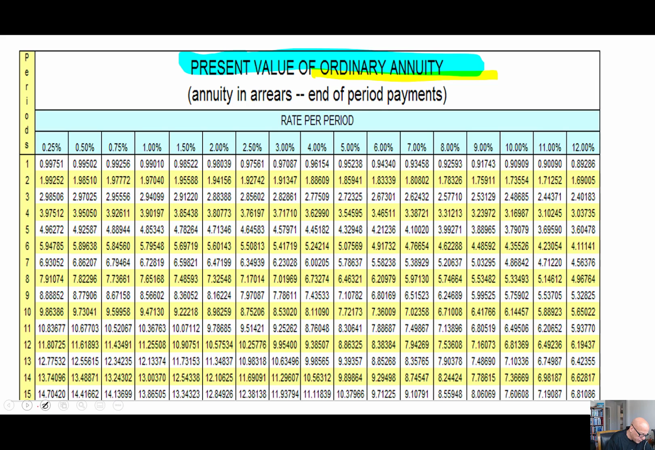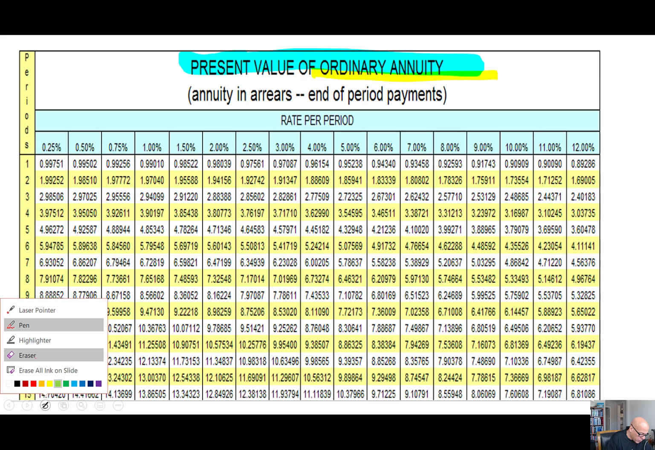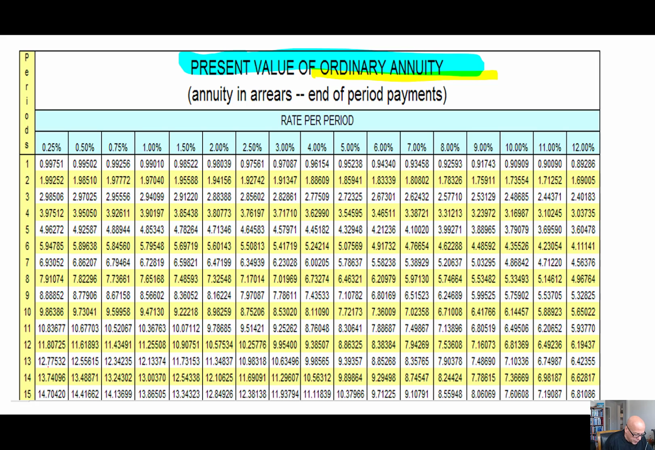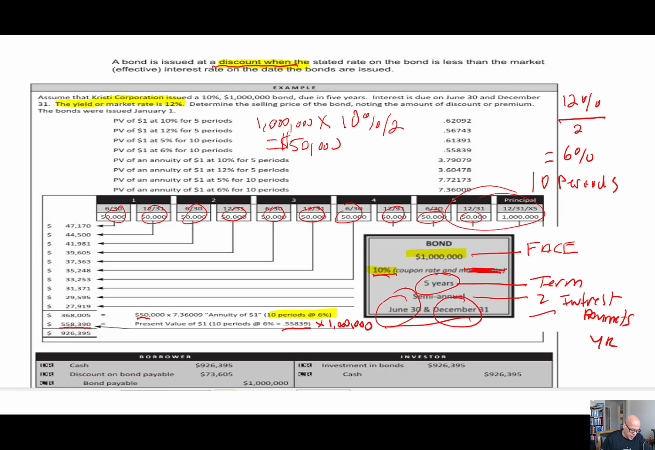So now, like it was with the principal, we go and take a look over here again, 6%, 10 periods, 0.736009. Go back to our calculation. 0.736009. We multiply that by the 50,000. Now we've got the present value of the two cash flows here, the interest and the principal. We add those together. That gives me $926,395. Yep, mathematics of finance is correct.